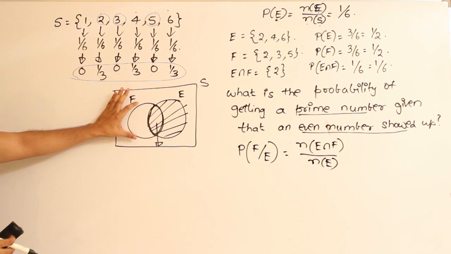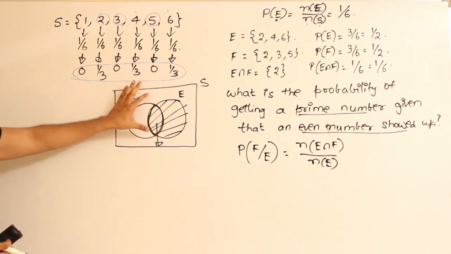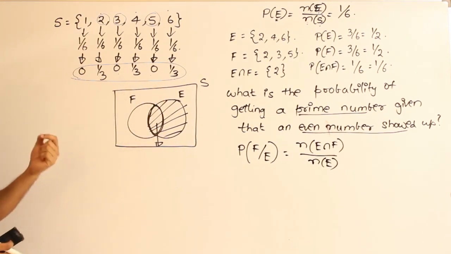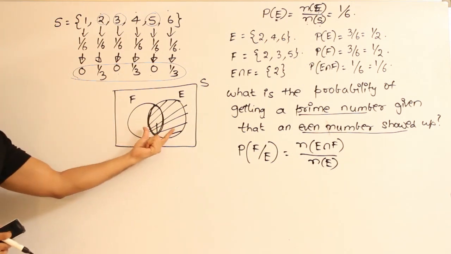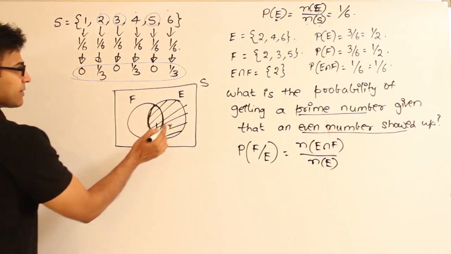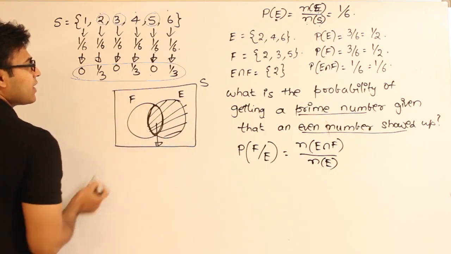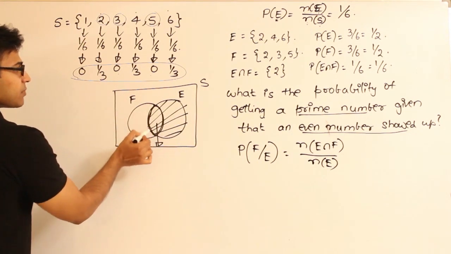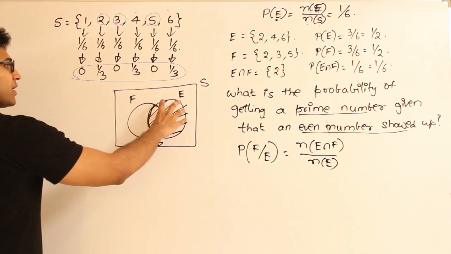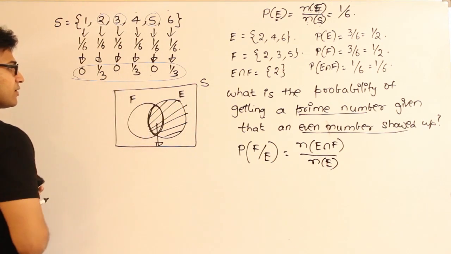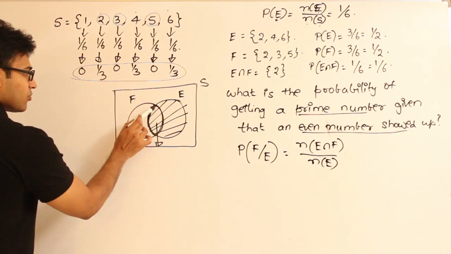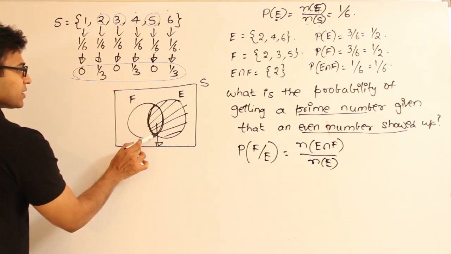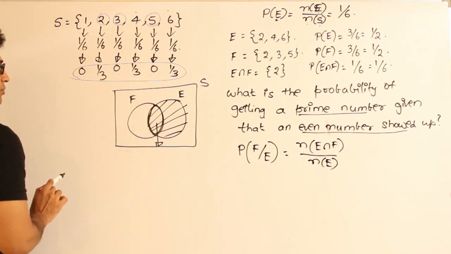Let us say F is the event of getting a prime number and E is the event of getting an even number, right? And given that E has already occurred, our new sample space contains only this part. Now what is the probability of getting this part? What are they saying? We already know that this one has occurred. Now what can we say about this part? How much probability do you want to assign to this part? And we know how to assign the probabilities.